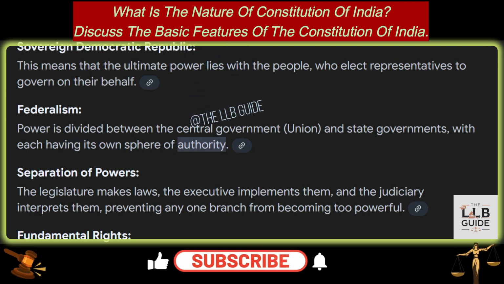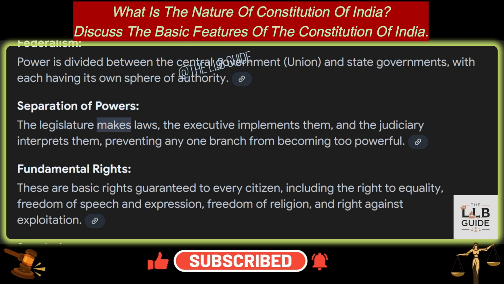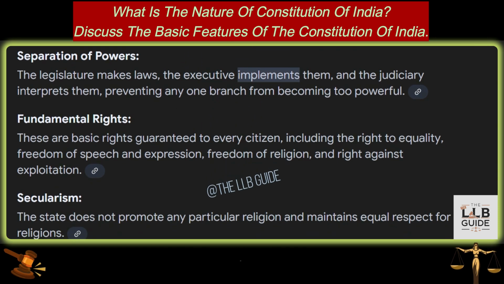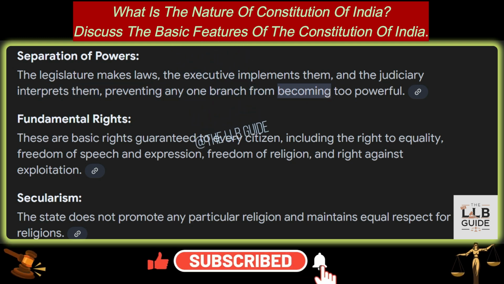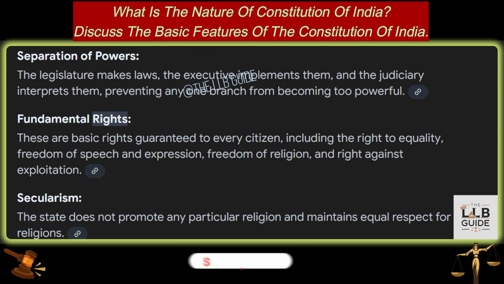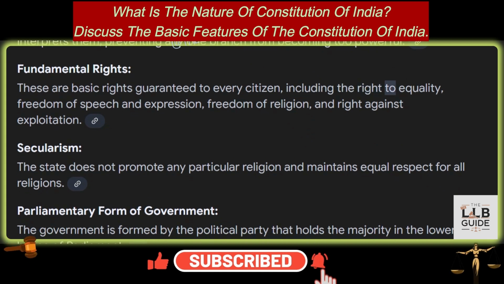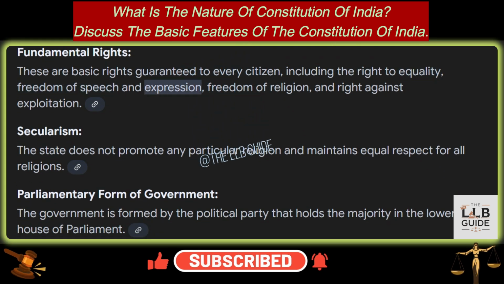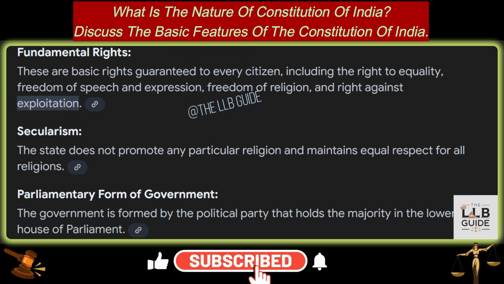3. Federalism. Power is divided between the central government, union, and state governments, with each having its own sphere of authority. 4. Separation of powers. The legislature makes laws, the executive implements them, and the judiciary interprets them, preventing any one branch from becoming too powerful. 5. Fundamental rights. These are basic rights guaranteed to every citizen, including the right to equality, freedom of speech and expression, freedom of religion, and right against exploitation.